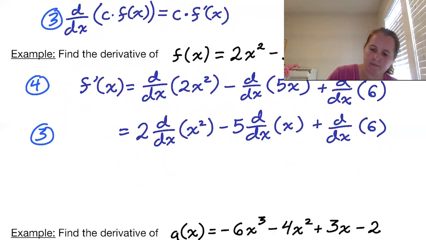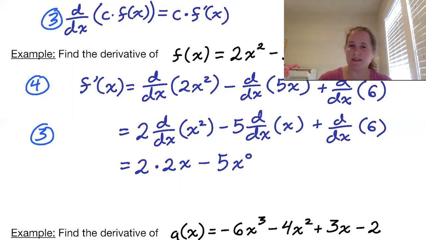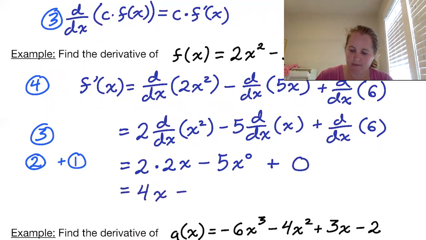From here, we can use our power rule. So the derivative of x squared is 2 times x to the first power. The derivative of x, we would pull out a 1 and then do x to the 0th power. So I'm going to put an x to the 0th power briefly. And then the derivative of 6, that's a constant function, is just 0. So here we are using rules 2 and 1. So what we wind up getting is simply 4x minus 5.